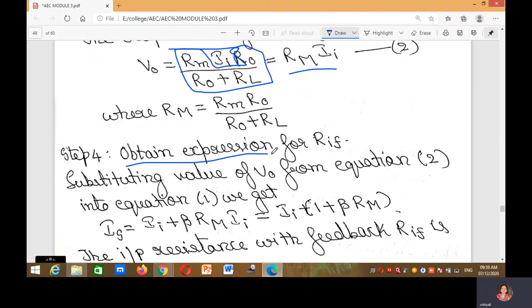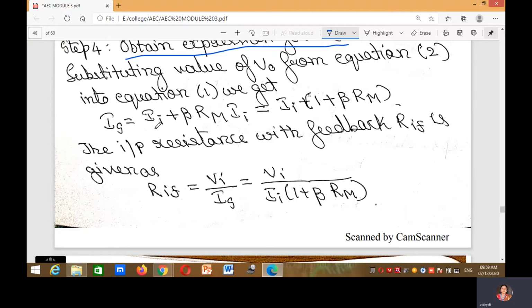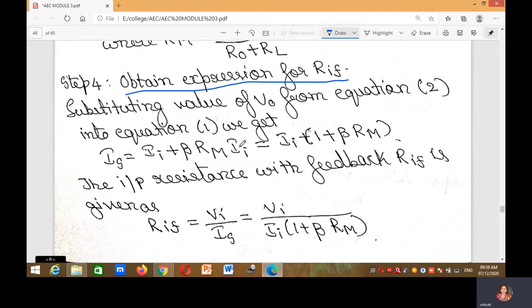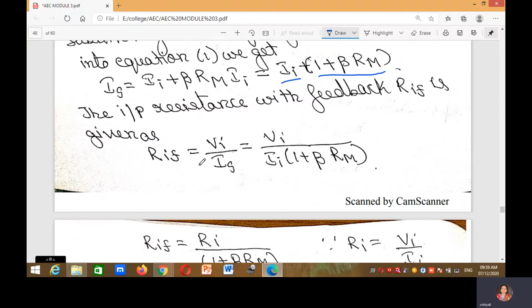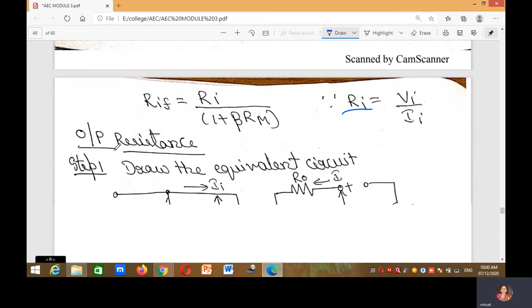Next, step 4, obtain expression for RIF. Substituting the value of V naught from equation 2, IS is equal to II plus beta into RM into II. If you take out II as common, 1 plus beta into RM. The input resistance with feedback, that is RIF, is equal to VI divided by IS. We know the value of IS, so substitute. RIF is equal to RI divided by 1 plus beta into RM, because RI is equal to VI divided by II.